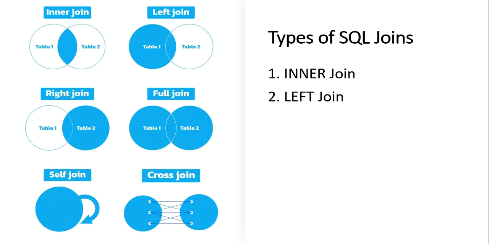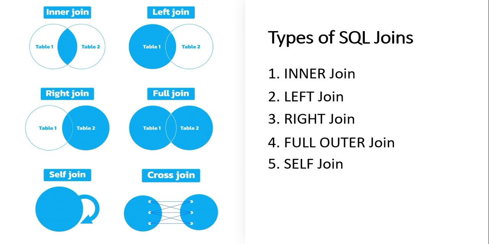The third type of join is the right join. The right join returns all the rows from the right table and only the matched rows from the left table. The fourth type of join is the full join, also known as the full outer join. The full outer join returns all the rows from the left table as well as all the rows from the right table.